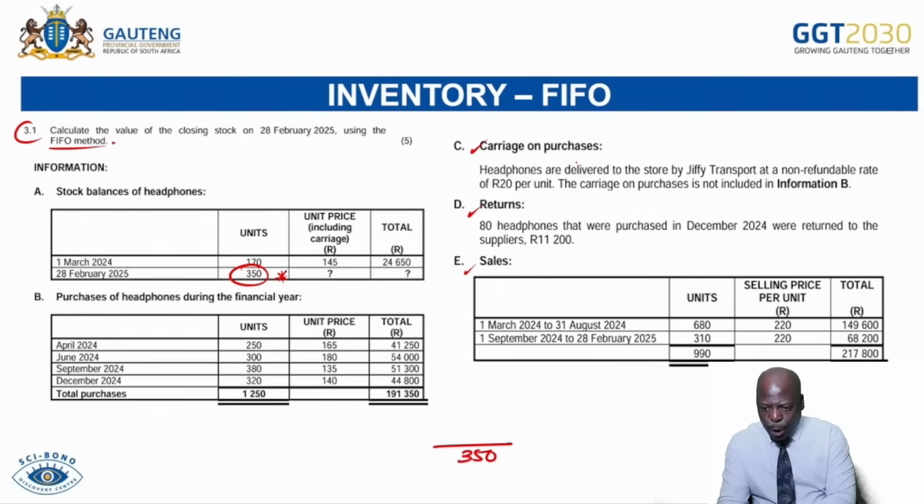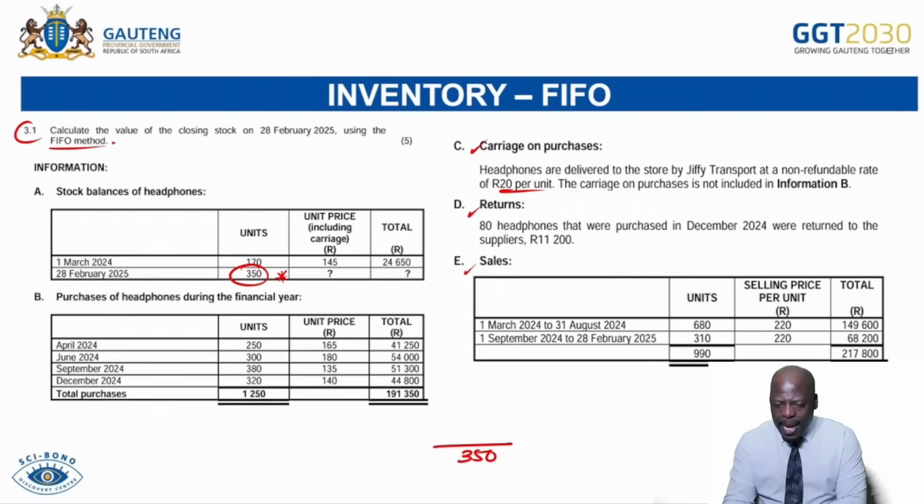Very key. We are told, headphones are delivered to the store by Jeffy Transport at a non-refundable rate of 20 Rand per unit. So once I hear this, I quickly say my unit price is going to change. It is no longer going to be 140. It will be 140 plus 20. I say plus 20 here, plus 20 here, plus 20 here. All right, so I've added. That helps me when I'm calculating. I have already added my carriage to the unit price.